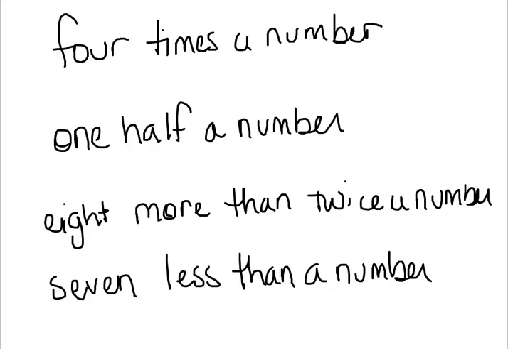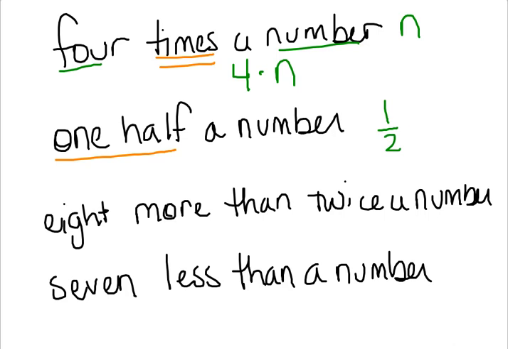Okay, so my first example is 4 times a number. So I don't know what that number is, so I'm going to let that number be represented by the letter N. So 4 times a number. Well, hopefully that makes you think about multiplication. So 4 times N. How about 1/2 a number? Well, hopefully that makes you think of multiplication and you think 1/2 times N.